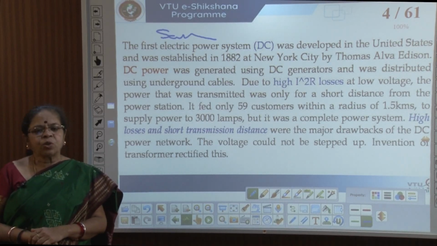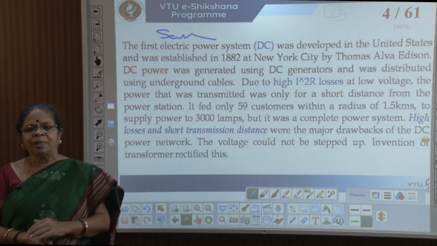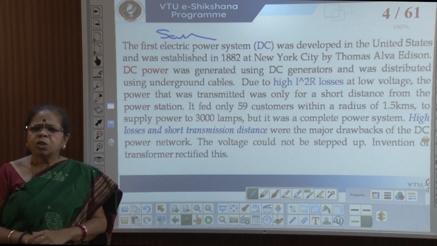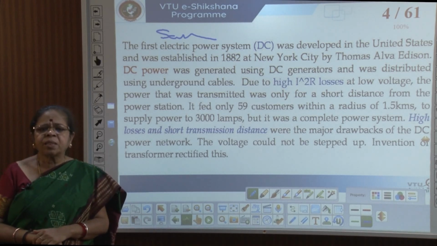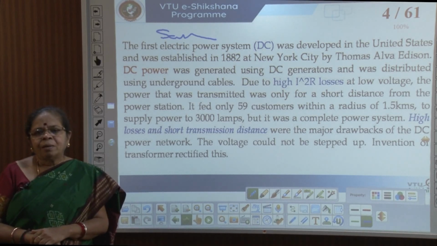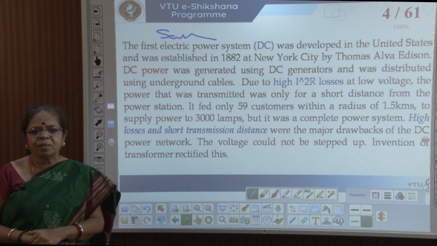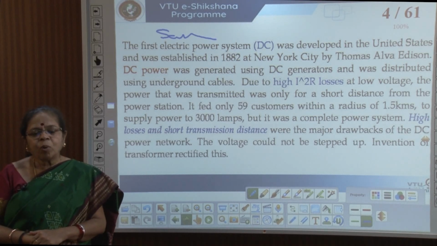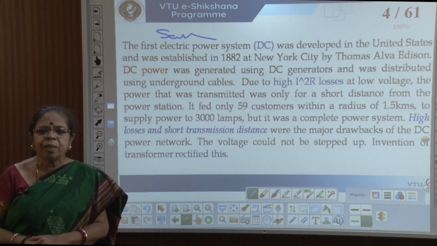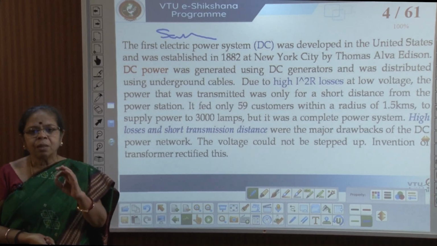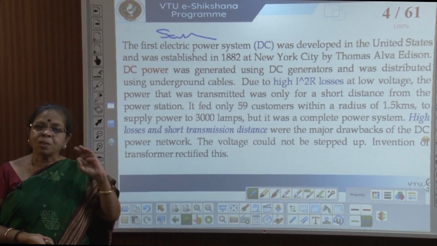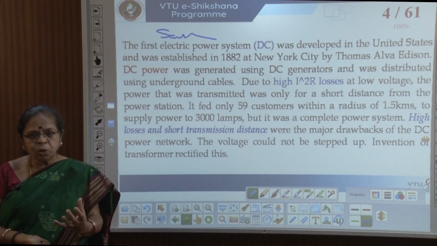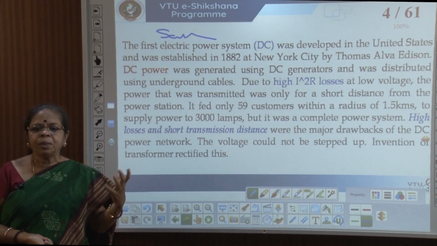And the power that was transmitted was only for a very short distance, the first power system which Edison started. It fed roughly 60 customers within hardly a 1.5 kilometer radius, and it supplied power enough to light up around 3000 lamps, but it was a complete power system. Okay? So we had a generator, and it was taken to the loads, and the loads were supplied with electric power.